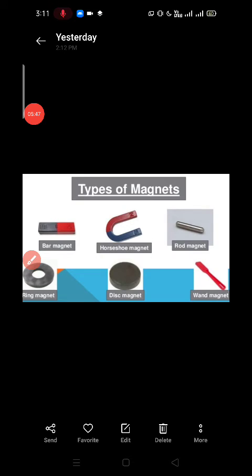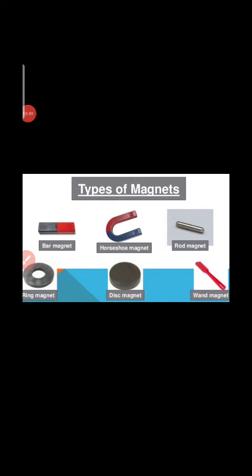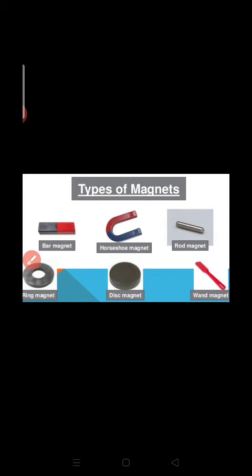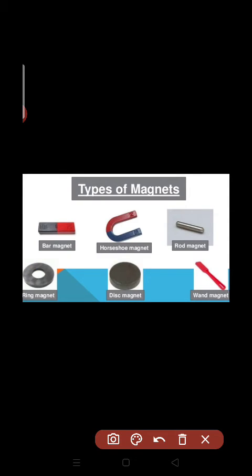Next are types of magnets. These are basically artificial magnets, that are bar magnet, horseshoe magnet, rod magnet, and ring magnet. In a bar magnet, poles are located at the two ends. Here is the north pole and here is the south pole.